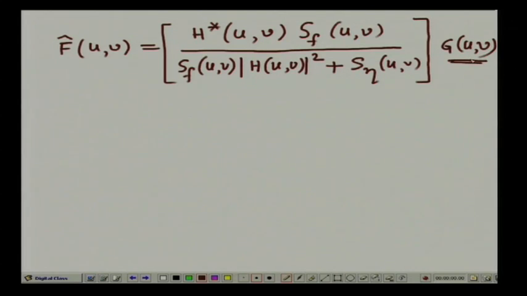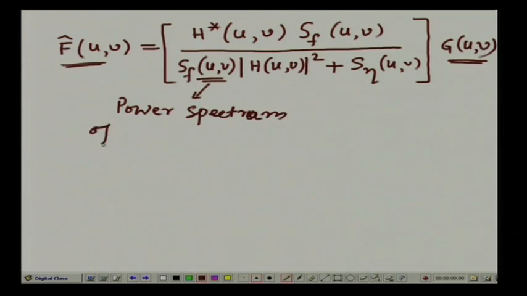it is the Fourier transform of the degraded image, and f hat u v is the Fourier transform of the reconstructed image. And in this particular case, this term S f u v, this is the power spectrum of the original undegraded image, and S eta u v is the noise power spectrum.